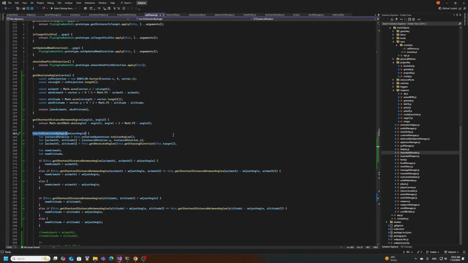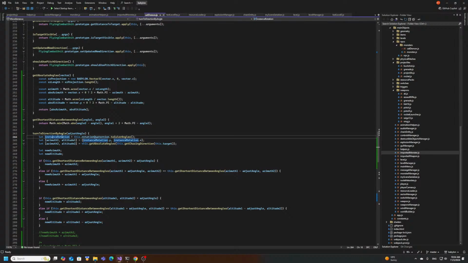How does it work? First of all, we need to find two vectors. The first vector is the direction to target, to the player in this case, and the second vector is the direction where the monster is facing. But we're not really interested in vectors themselves. We are interested in angles. We are interested in two angles: azimuth, or horizontal rotation, and altitude. And we need to find those angles for the two vectors that I mentioned.